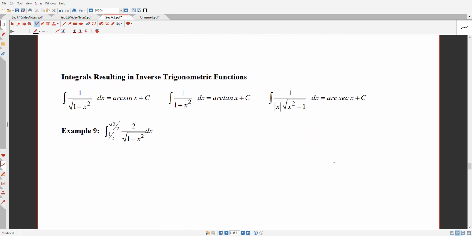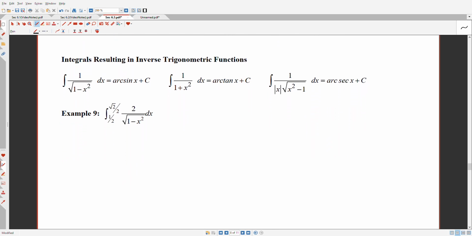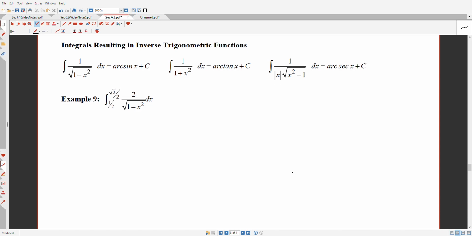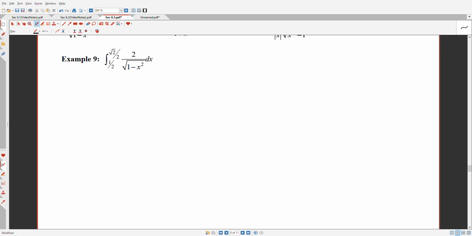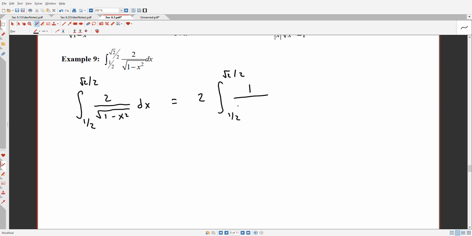In section 4.4, I believe, we told you how to take derivatives of inverse trig functions. That means we now have some rules for anti-differentiating those derivatives. So let me start with example 9. I'm going to rewrite it because the formatting there is a little weird. We're integrating from 1/2 to root 2 over 2, and it's 2 over the square root of 1 minus x squared dx. Well, first I can pull the 2 out. Not that I have to, but I can.